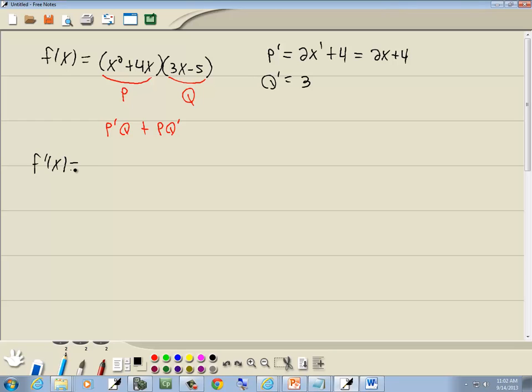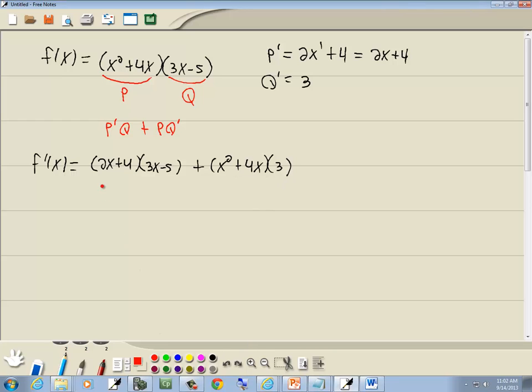So now we'll plug in what we identified. We said P prime was 2x plus 4 times Q, which is 3x minus 5, plus P, which is x squared plus 4x, times Q prime, which is 3. Now let me double check myself. P prime times Q plus, okay.